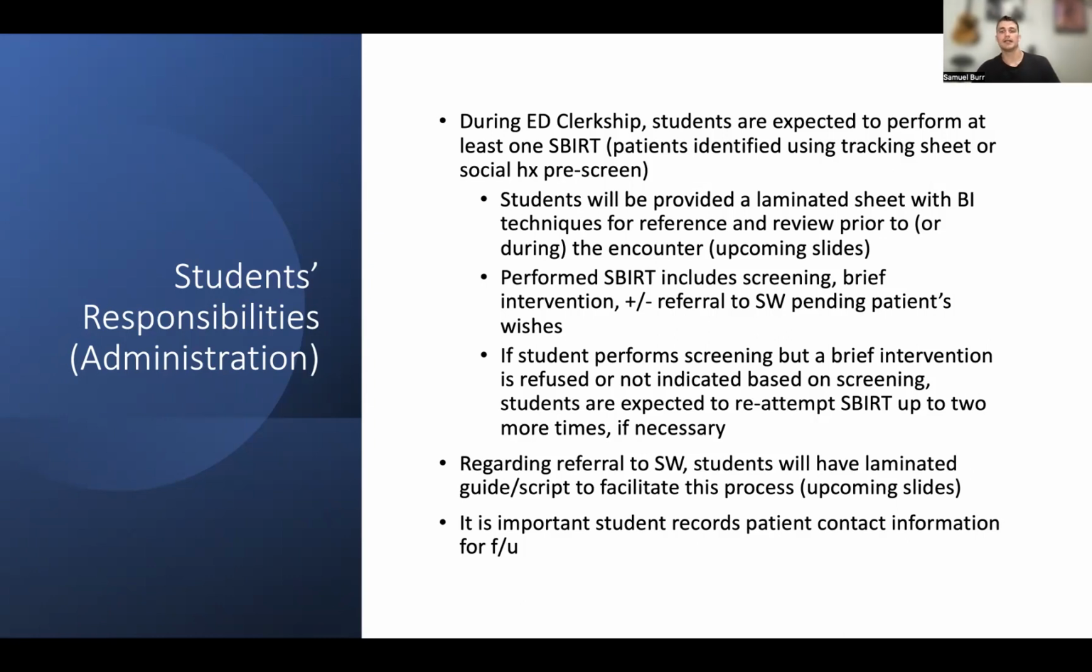I think the one caveat there is, obviously there are going to be some patients who may be uncomfortable with going through the screening for these kinds of things, or who don't want to do it, or maybe they are screened and their score is low enough to not really warrant a brief intervention. In those cases, for the students' benefit, to help with their learning, and for our data collection purposes to evaluate this process, it'd be nice if they could try to do it at least 2 more times to see if they can get a hit, as it were, to go through this whole process, hopefully.